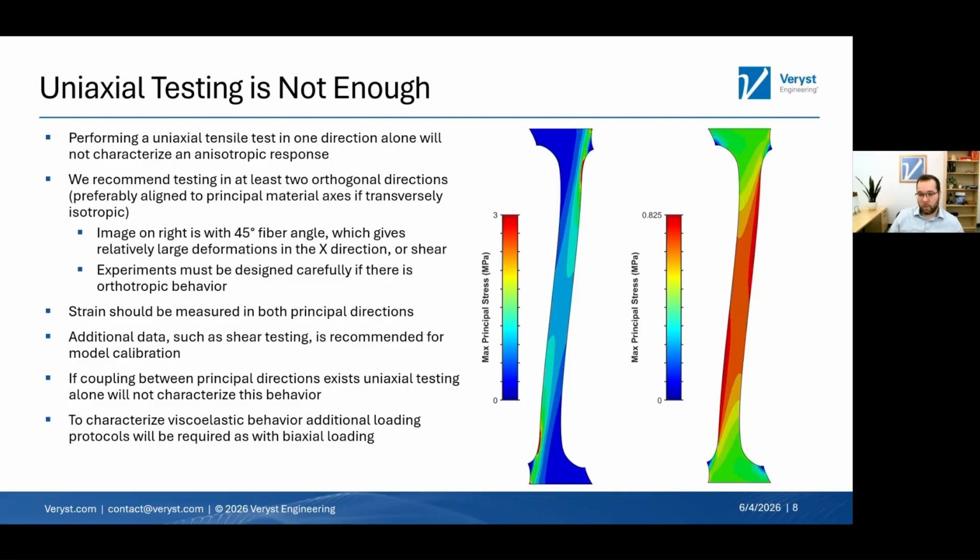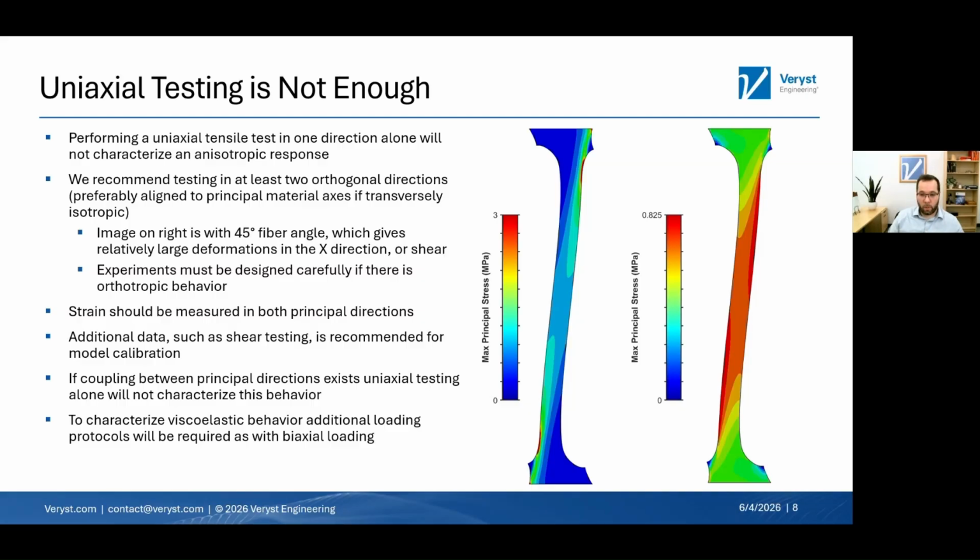If there's symmetry to your orthotropic behavior, so you have two families of fibers that are symmetric about an axis, it becomes simpler. You can often test around your axes of symmetry. But if not, then you have to be very careful how you're setting up your experiment. Strain should be measured in both principal directions in a uniaxial test. In Varist, we use digital image correlation to do this.